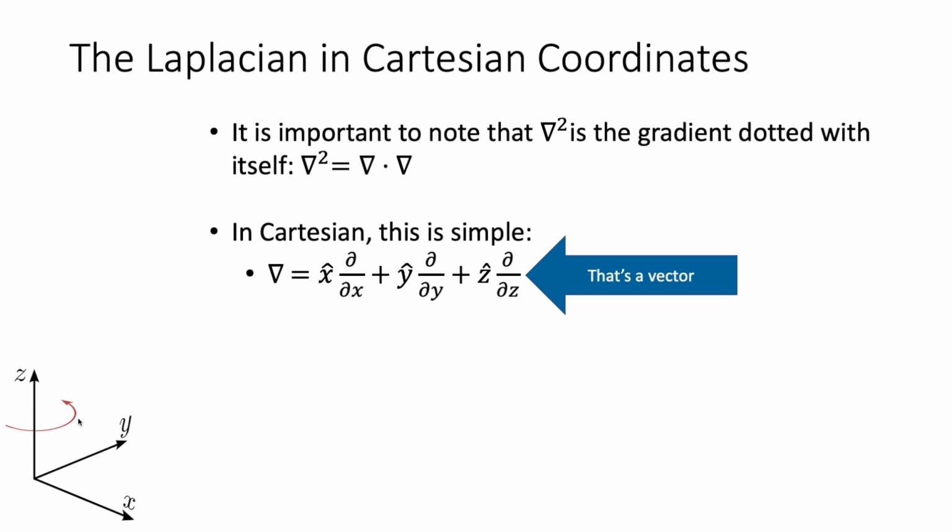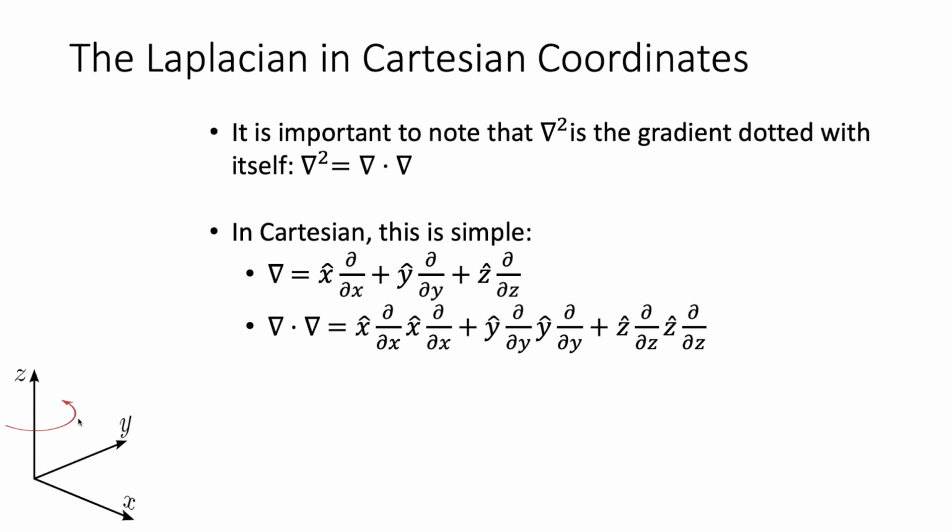So anyway, this is a vector. But now watch what happens when we dot it with itself. When you take the dot product of it with itself, it's basically the first thing multiplied by itself, added to the second thing multiplied by itself, added to the third thing multiplied by itself. So that's all I've done in this first line. And this is how you take a dot product.